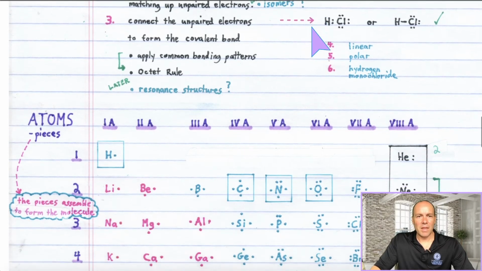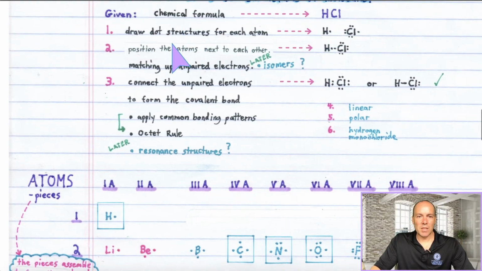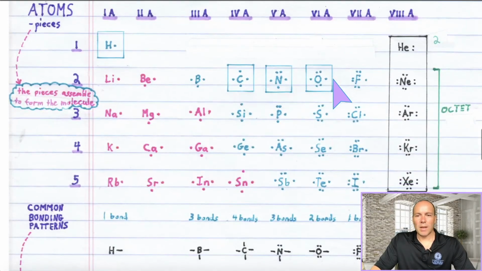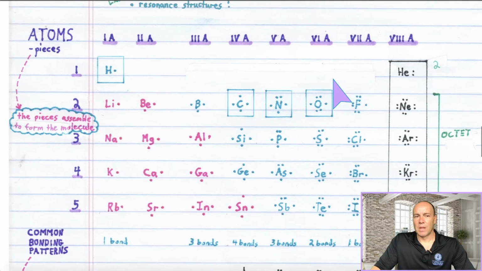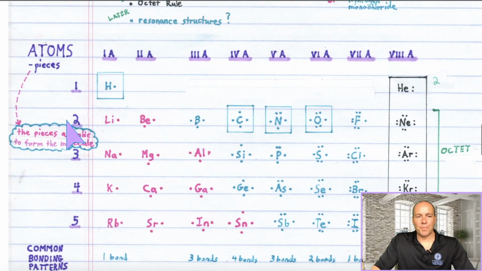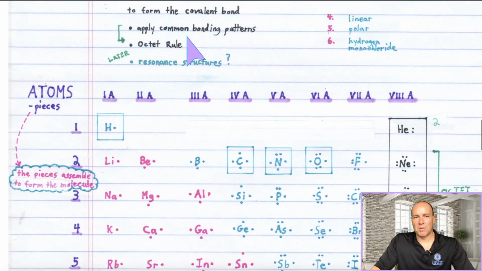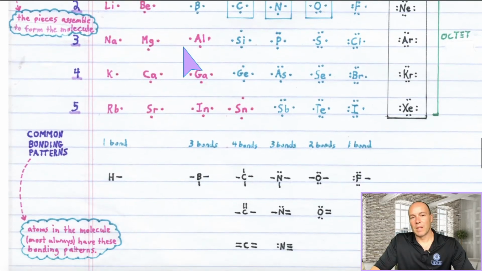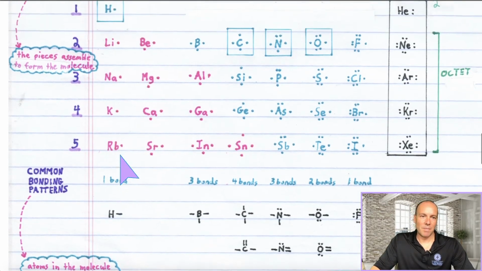Once you get to step three, after you've positioned the atoms next to each other and you're ready to start bonding the atoms together, you want to know what the common bonding patterns are. These dot structures are simply the pieces that assemble together to form the molecule. So you need the help of the common bonding patterns and also the octet rule. The common bonding patterns go like this.